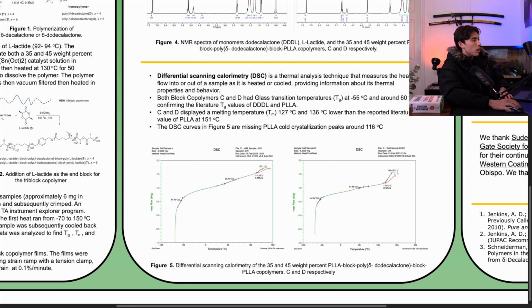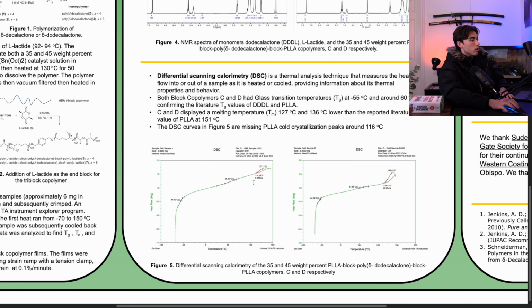C and D also had a melting temperature around 127 on C and around 136 for D, which are slightly lower than the reported literature values of 151 degrees Celsius. This could have something to do with our ramp rates or just the way the copolymer was made.